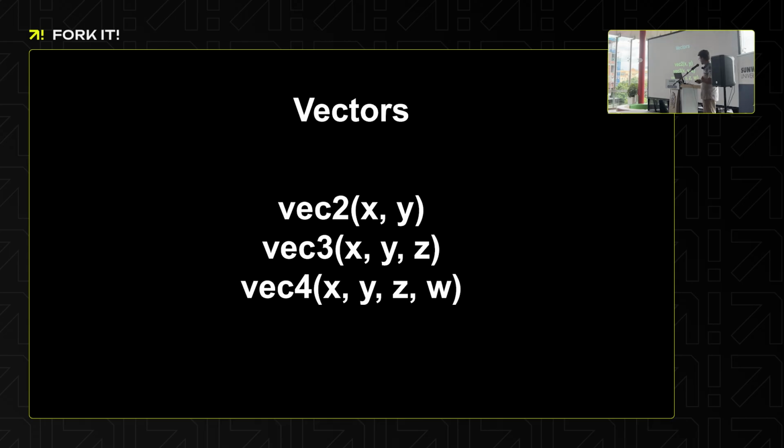Also, we have vectors. Most of the time, we're going to use floats and vectors. We have 2D vectors, which are x and y, 3D vectors, which are x, y and z, and 4D vectors, which are x, y, z and w. Those are the most common types, and we are going to use them a lot in shaders.